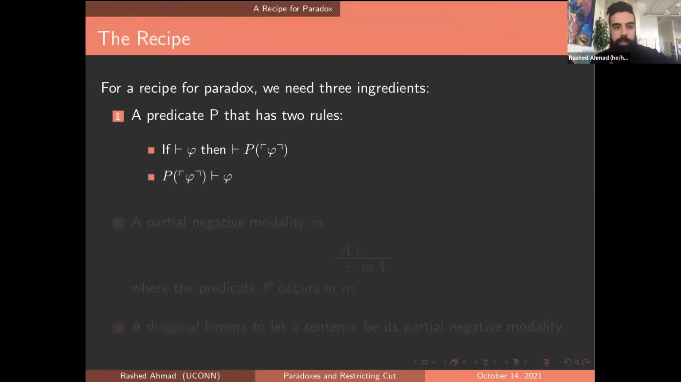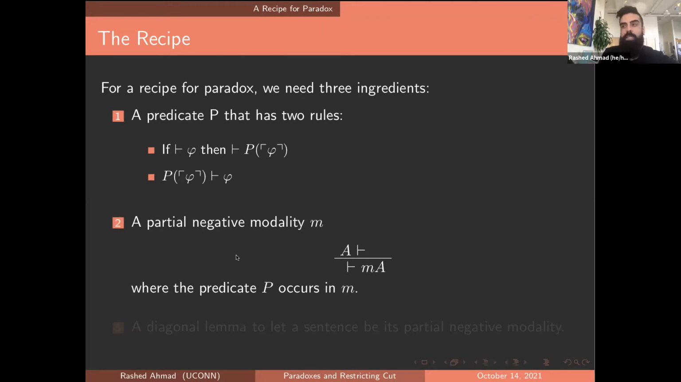All right, so let's start with the recipe. In order to construct a paradox, we need three ingredients. First, we need a partially transparent predicate with these two rules. I'll explain why I'm calling it partially transparent with an example shortly. The two rules say if we can prove phi, then we can prove that phi is P, and phi is P entails phi. The second ingredient is a partial negative modality M, where we prove from A with empty on the right-hand side to MA with empty on the left-hand side.